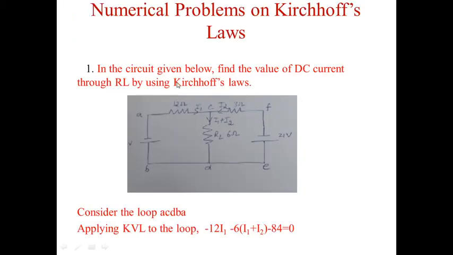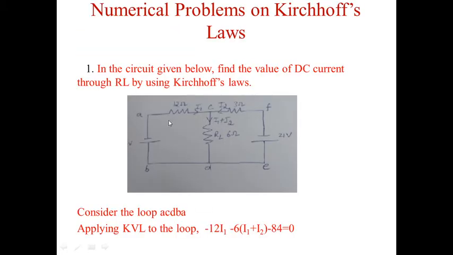Consider the loop CFEDC. We will start from C to F. We are moving from C to F, but the direction of current is opposite to our movement, therefore we have to use a positive sign. So, it is plus 3 into I2. Now we have to move from F to E. There is a voltage source and we are moving from minus to plus, therefore a potential rise takes place. So you have to use plus 21 volts.